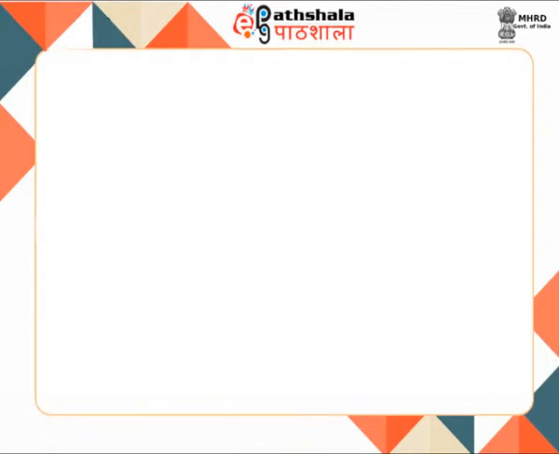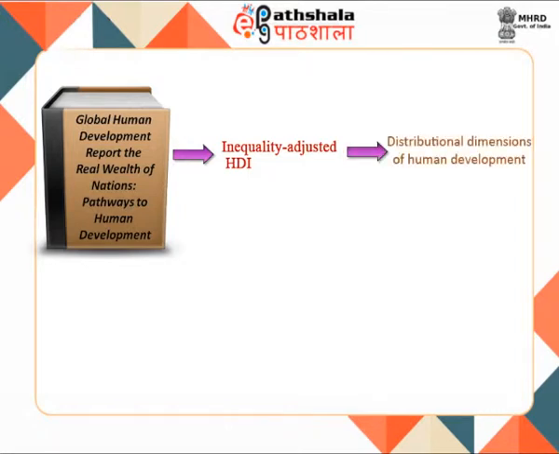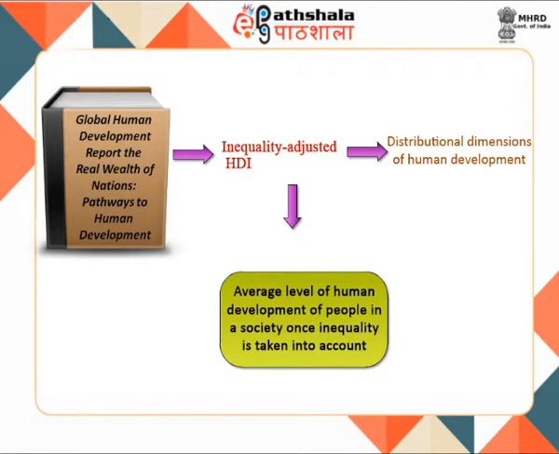The 2010 UNDP Global Human Development Report, The Real Wealth of Nations: Pathways to Human Development, introduced a new index, the Inequality Adjusted HDI, aimed at capturing the distributional dimensions of human development. The Inequality Adjusted Human Development Index (IHDI) is a measure of the average level of human development of people in a society once inequality is taken into account. In this index, the three dimensions of HDI, that is, income, education, and health, are adjusted for inequalities in attainments across people.